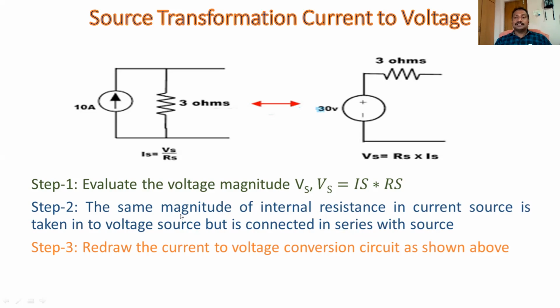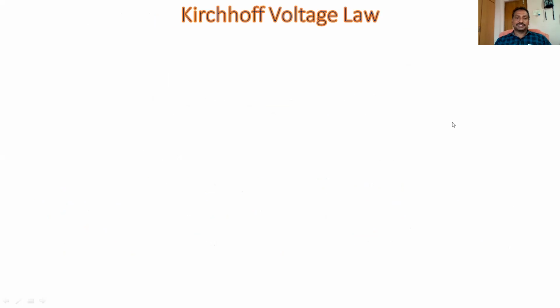Then step 2: the same magnitude of internal resistance in the current source should be considered and connected in series with the practical voltage source. So this is the second step, and redraw the practical current source as a practical voltage source. This is the converted voltage source. Here, this is the V and this is Rs. V should be equal to I into R, 30 volts, and Rs is equal to 3 ohms. So this is about the source transformation from current to voltage.